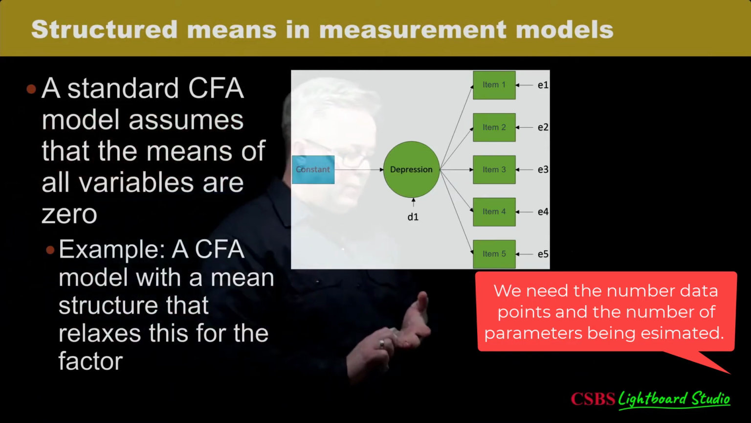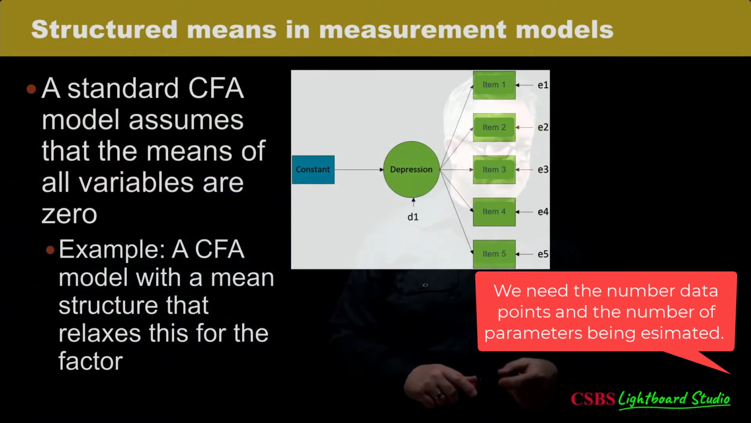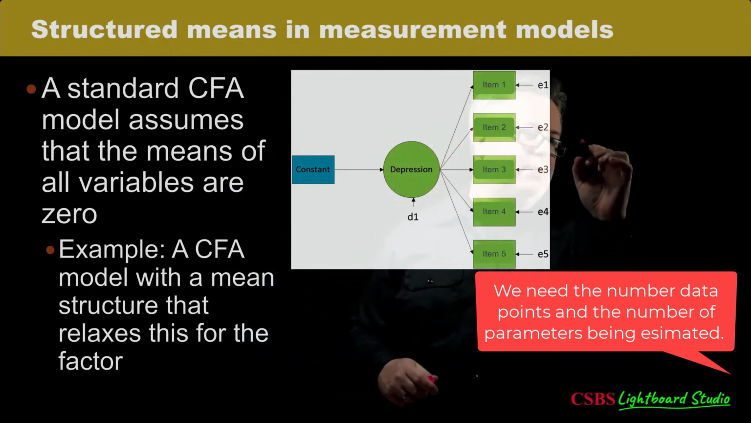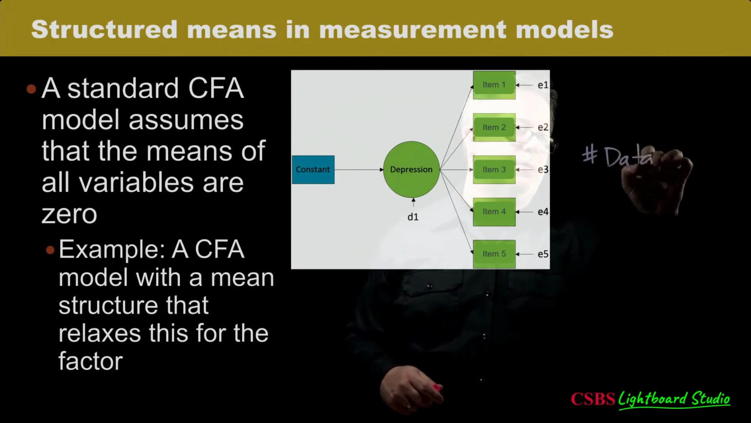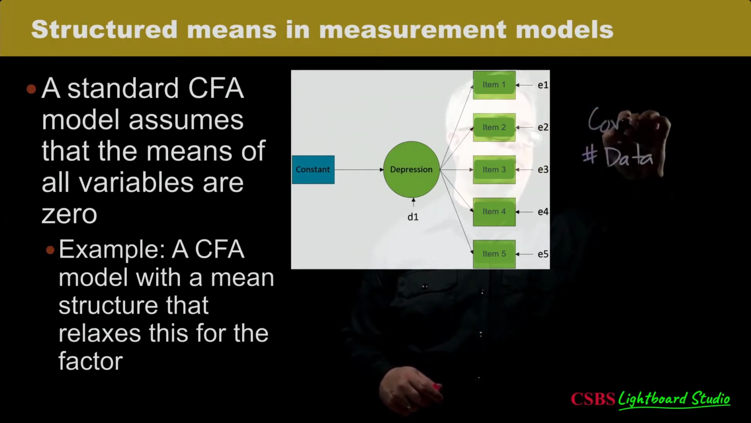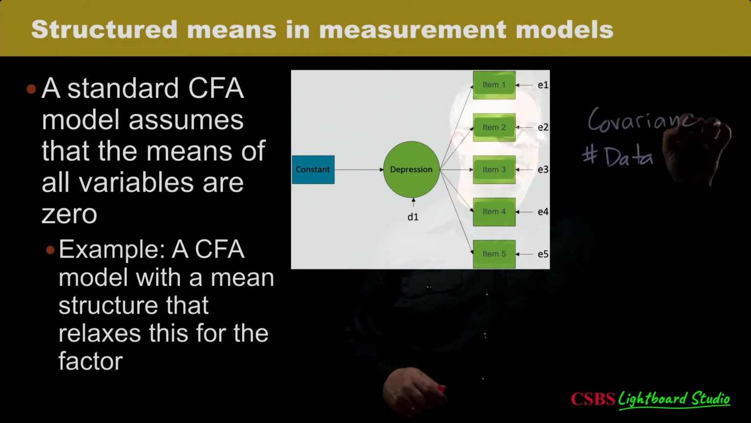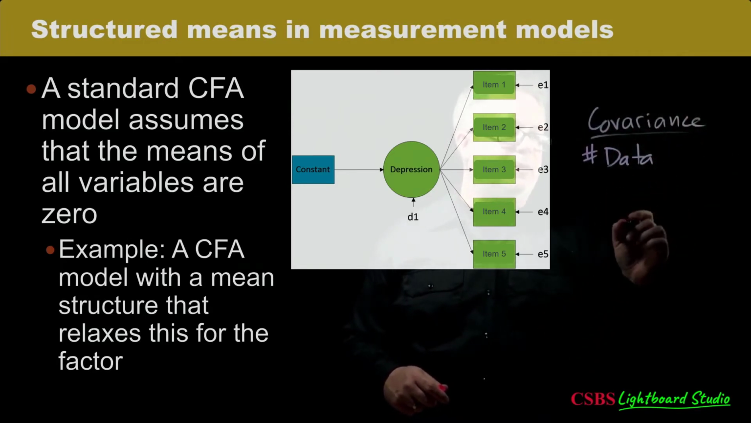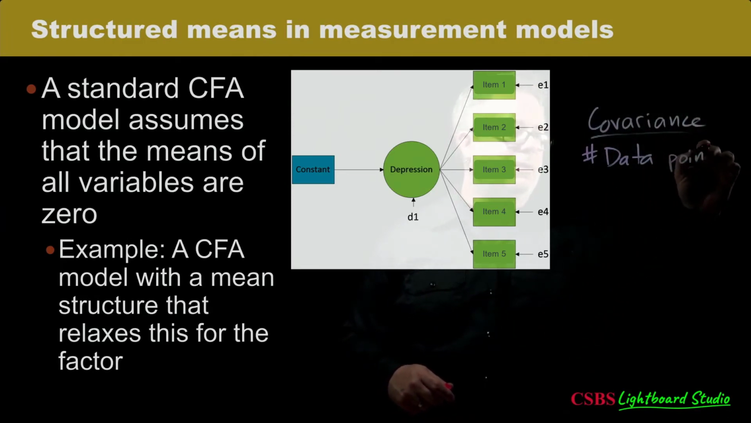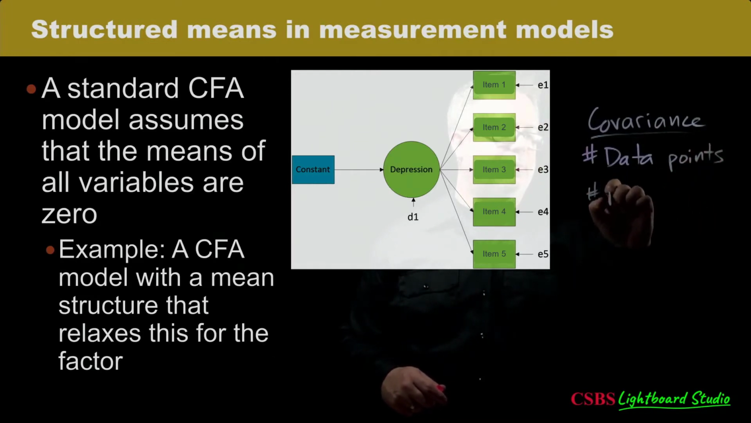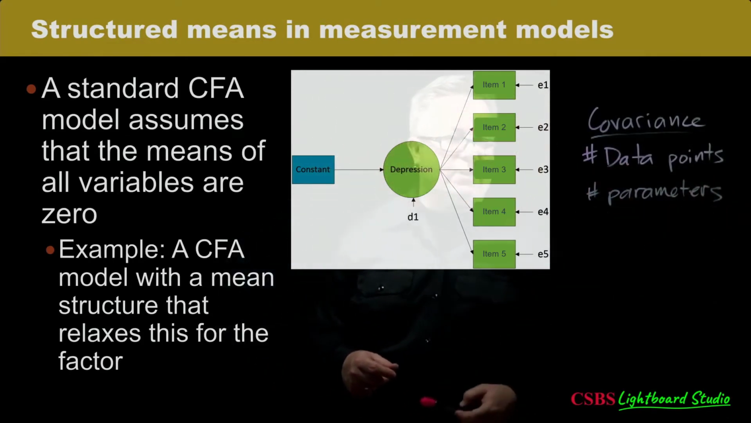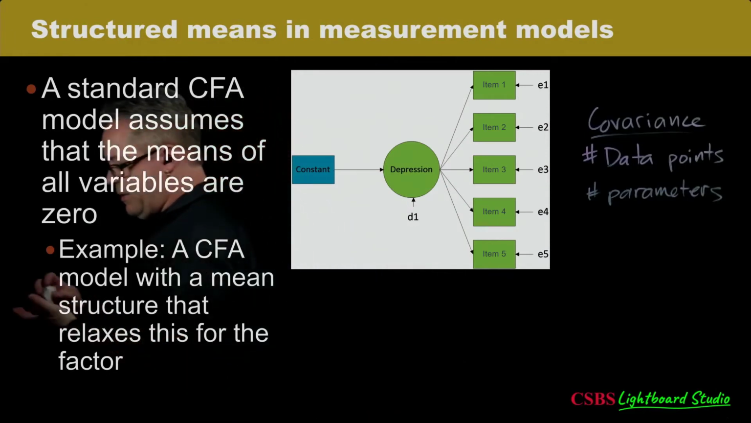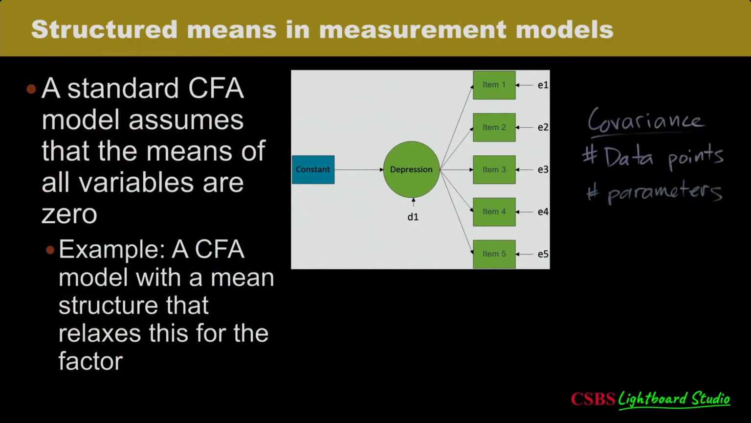So I need to do 2 parts to that, right? I need the number of data points, and this is for the covariance structure part. Number of data points, and I need number of parameters. Right? Those are the 2 things we usually use. Subtract those to figure out what the degrees of freedom are. So how do I figure out the number of data points?